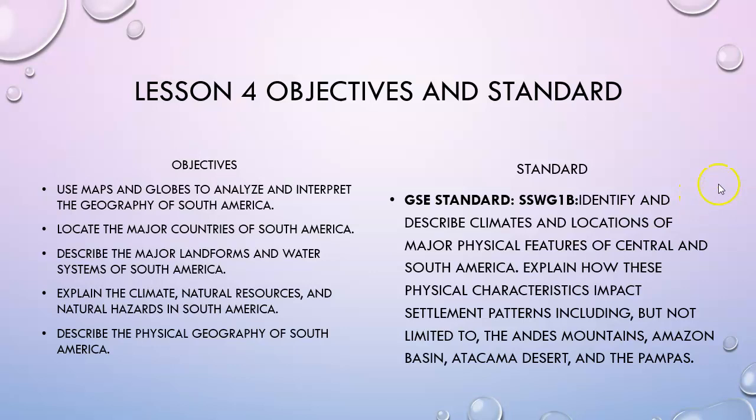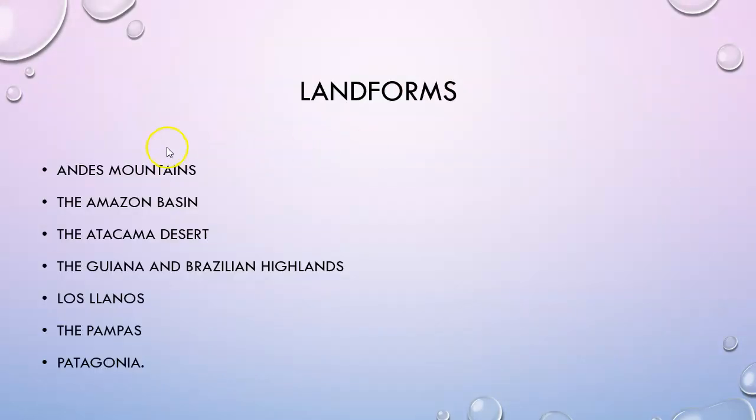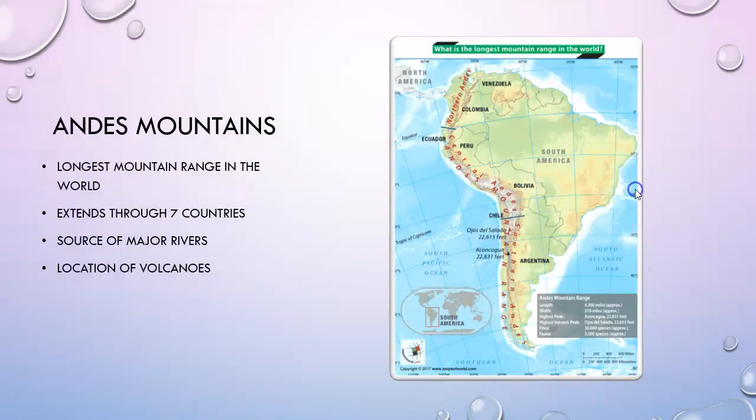Lesson 4 gets us into South America. So here are the different countries of South America. Some of the important landforms: the Andes Mountains, the Amazon River, the Atacama Desert, the Guyana and Brazilian highlands, the Llanos, the Pampas region, and Patagonia.